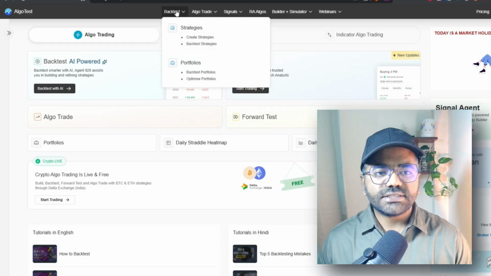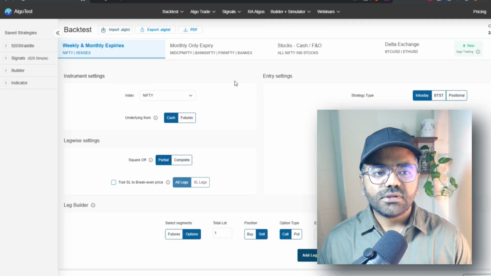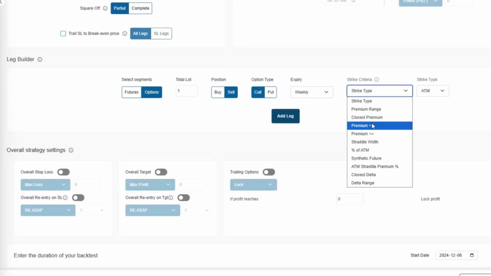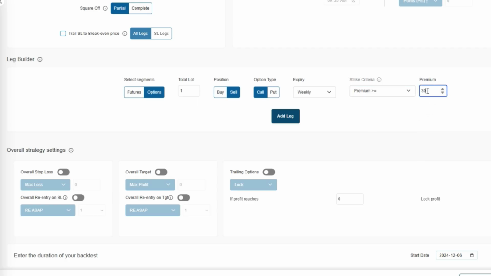Under backtest, I am going into the strategies. Here I am going to take index as Nifty and entry time as 9:20 AM instead of 9:30, and then exit time as 2:59, which means we are exiting at 3 PM. Instead of ATM, we are going to select premium greater than or equal to 30, and then I will add this leg.